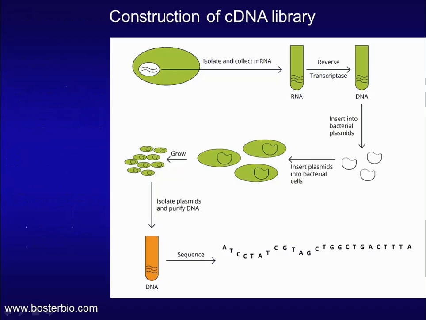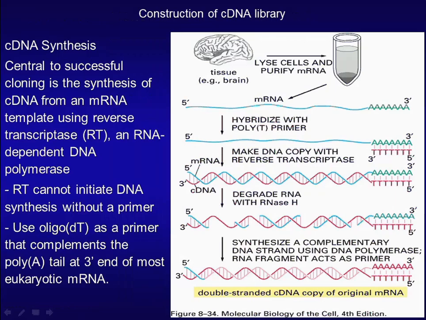To construct a cDNA library, we first isolate and collect mRNA, followed by synthesis of cDNA using reverse transcriptase. Double-stranded DNA is then inserted into plasmid, transform bacteria using recombinant plasmid, grow the bacteria, and finally verify the sequence by DNA sequencing. Among these steps, the most critical step is synthesis of cDNA.